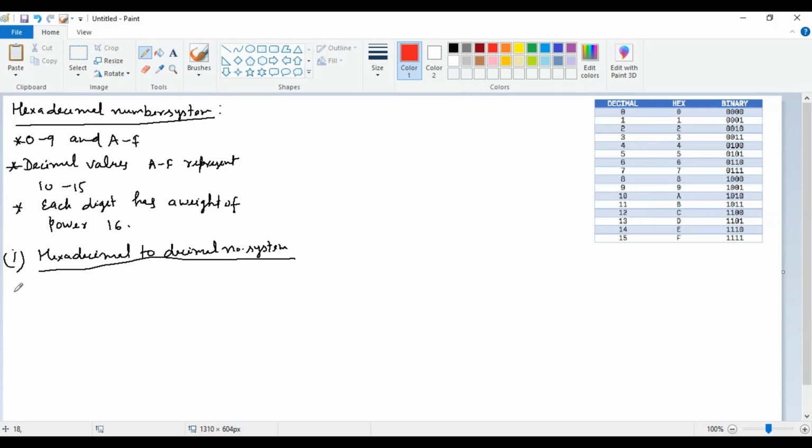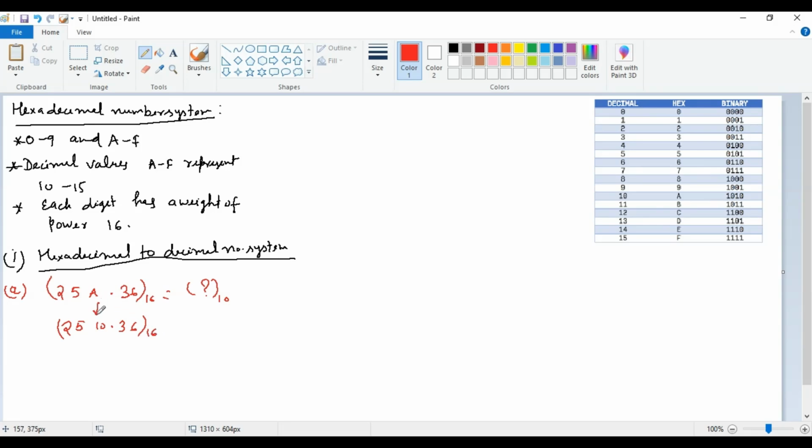Let us consider the first example. Suppose 25A.36 is the hexadecimal number and we have to convert it into the decimal number system. First of all, we will write the decimal equivalent of this hexadecimal number. A is 10, as I told you. 5 is already in decimal, 2 is already in decimal, and then .36.